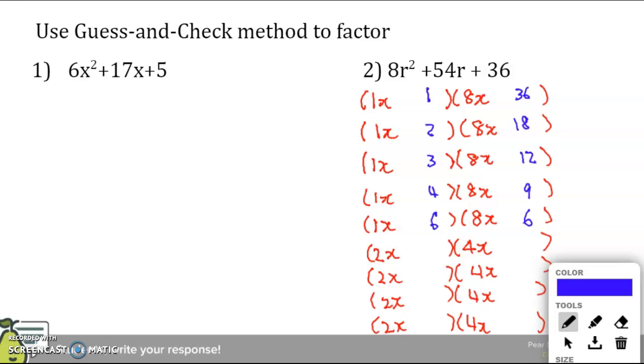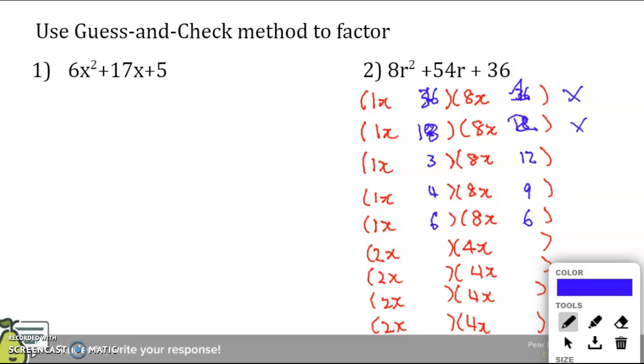Okay, so what if it was 1 times 36 plus 8? That's not going to give me 54. Okay, if I actually reverse this as 36 and 1, is that going to work? I am going to end up with a huge number. I don't want that. Okay, what about 2 and 18? 1 times 18 is 18, plus 2 times 8 is 16. Okay, so 18 plus 16 is not going to be 54. What if I reverse this as 18 and 2? I'm going to end up with a huge number here that's going to be bigger than 54. So that doesn't work.